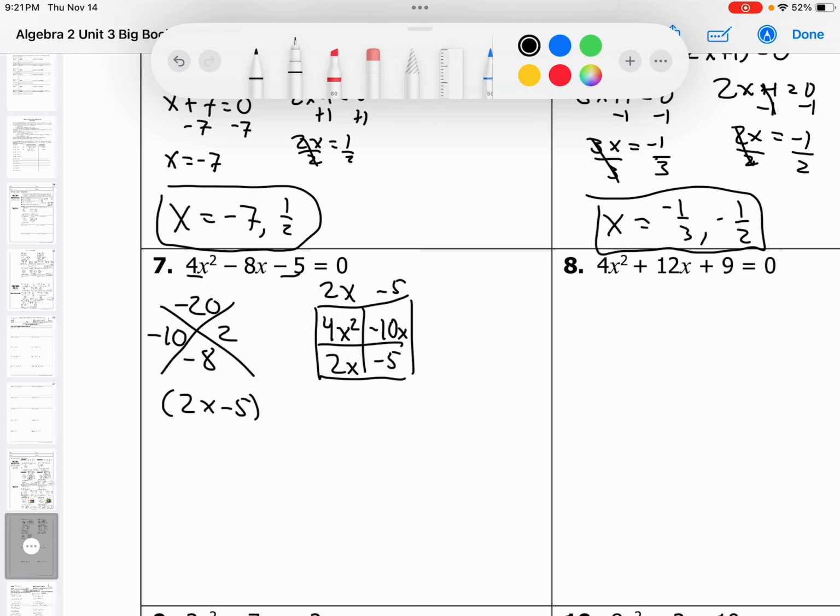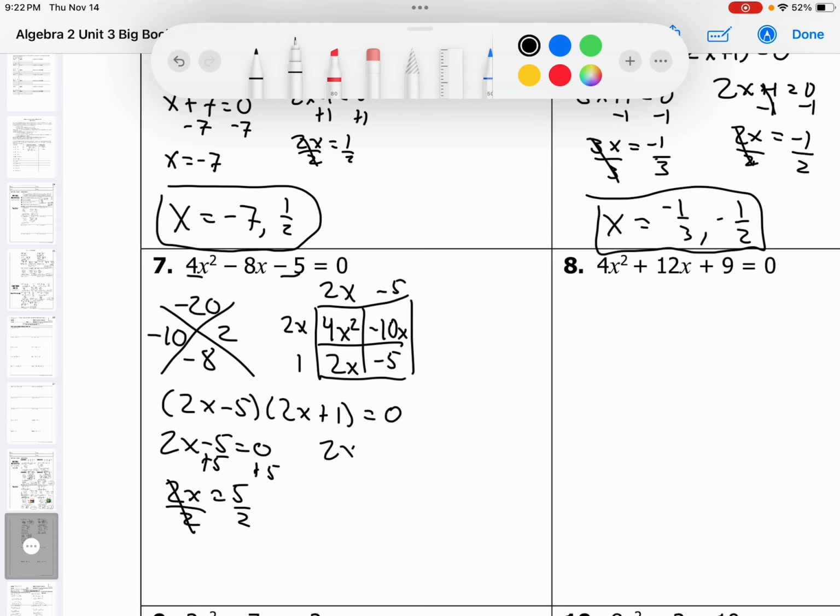Then 4x squared and negative 10x would have 2x in common. And 2x and negative 5 would have 1 in common. And so that'll give me 2x plus 1 as my second factor. Set these equal to 0. 2x minus 5 equals 0 is going to give me that x equals 5/2. And for 2x plus 1 equals 0, we're going to get that x is going to be equal to negative 1/2.